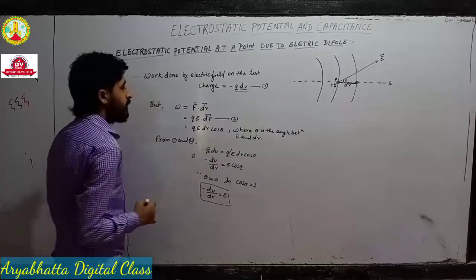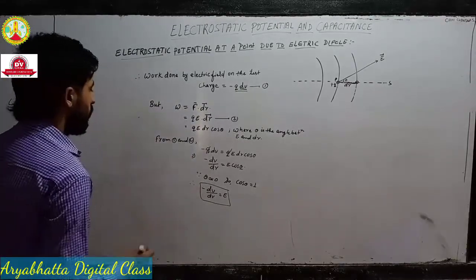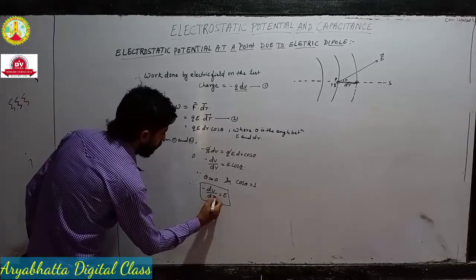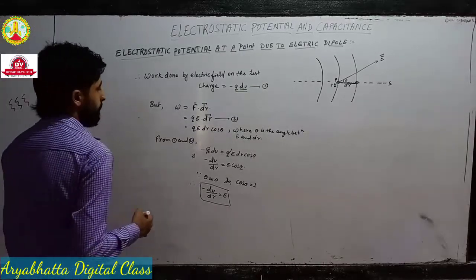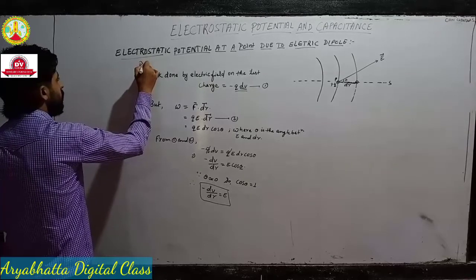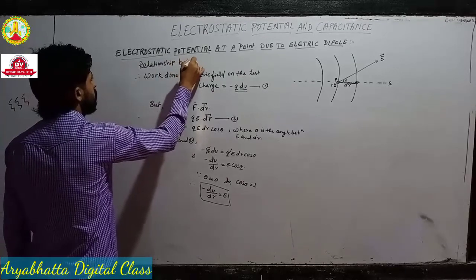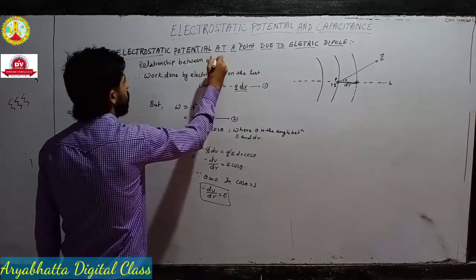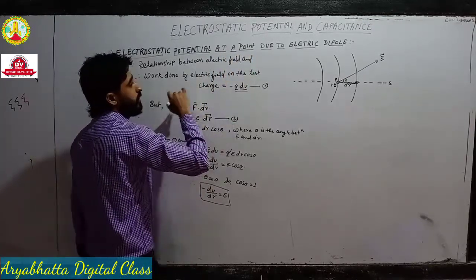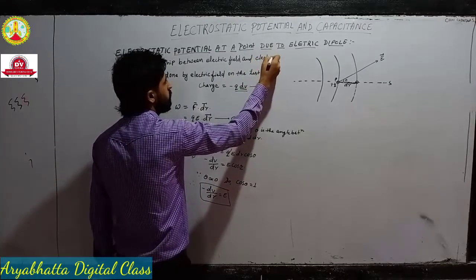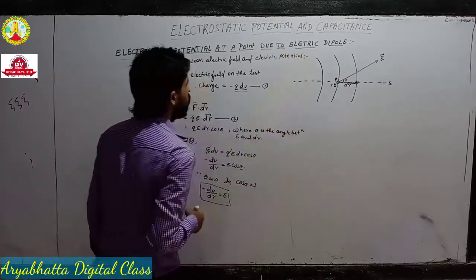This is the relationship between electric field and electric potential. This is R, I'm again repeating, this is R, don't get confused, and this is V. This is the relationship between electric potential and electric field. Is it okay to everyone? So this is your relation.